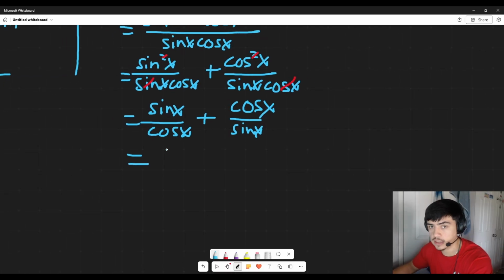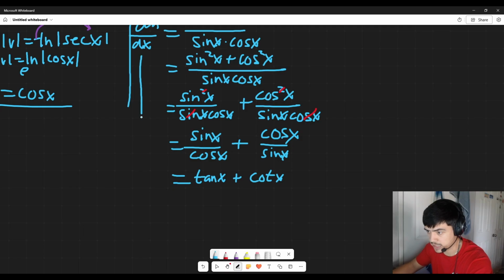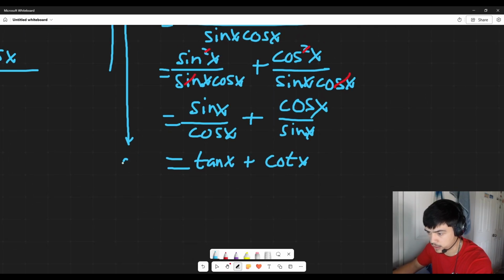Sine x over cosine x, remember, is tangent. So we're going to go ahead and rewrite that as tangent x plus, and then cosine over sine, right? This is just the opposite of this, right? It's just a reciprocal, meaning we have cotangent of x. Remember, we can go ahead and bring this down over here. We still have this du over dx, but we can go ahead and move the dx over here.